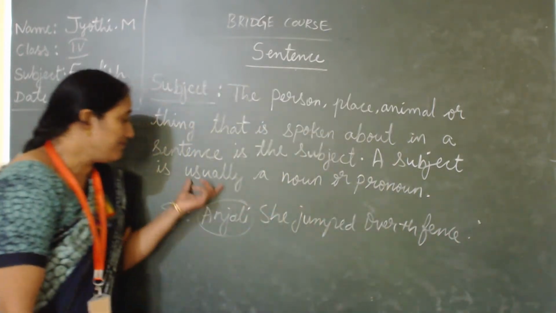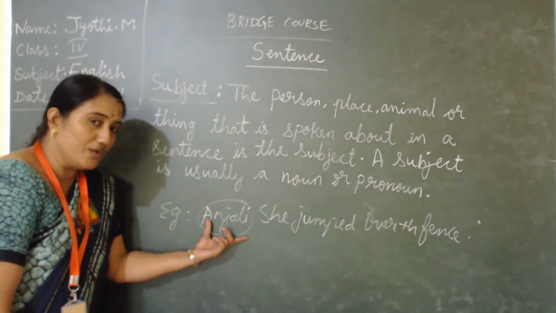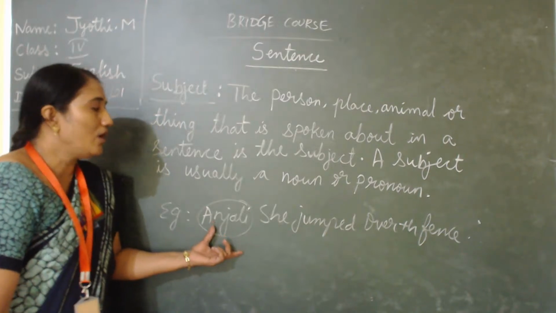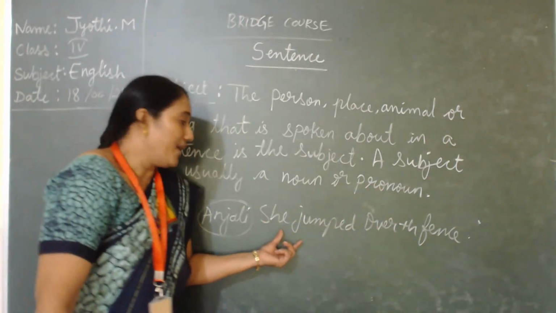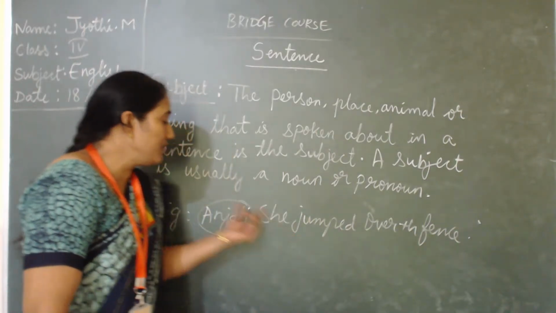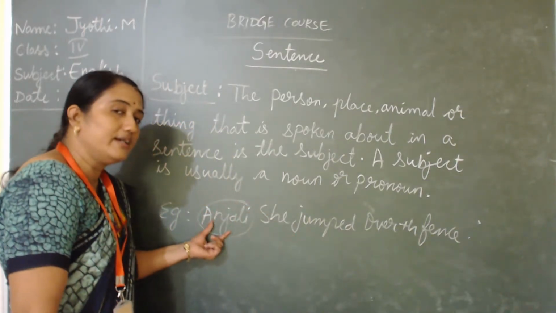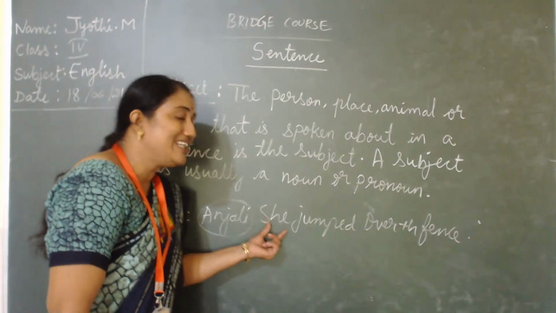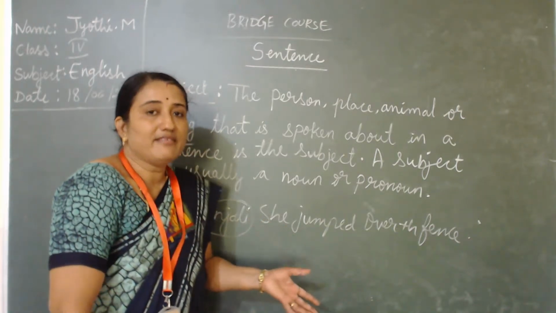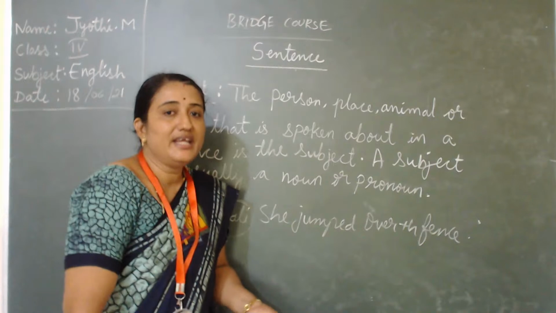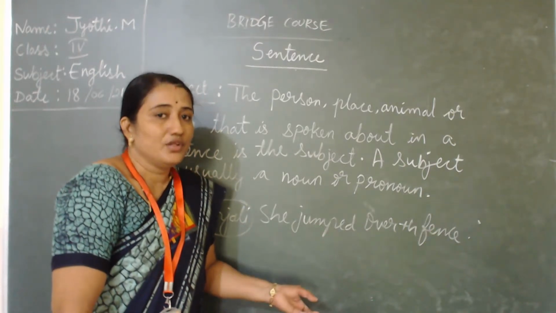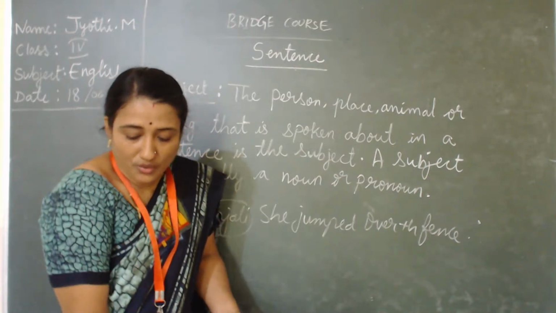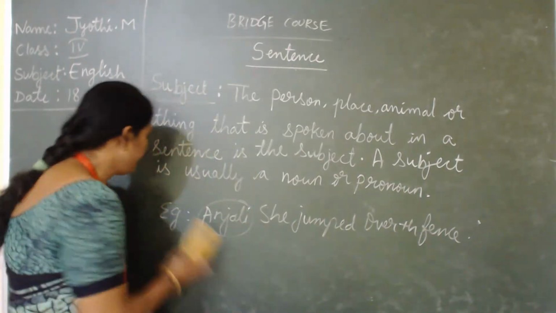Sometimes the subject may be the noun. Noun is a naming word. Or sometimes it may be a pronoun also. Pronoun is a word which is used in place of a noun. Anjali is a girl, so here it will be she. See, examples for pronouns are he, she, it, they, them. Yes, children? Now let us see what is the predicate.